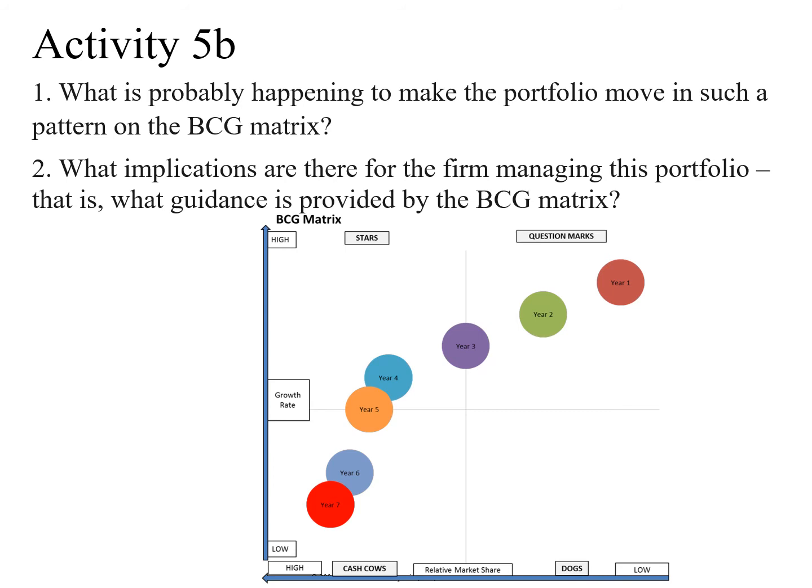What you have to explain here is what's happening. These circles that you see on the BCG matrix represent only one SBU. Remember that it's only one SBU, not different SBUs. That one SBU is moving through year 1, year 2, year 3, year 4, year 5, year 6, year 7. You see that movement happening on the BCG matrix. You're supposed to write what is happening there, according to you.